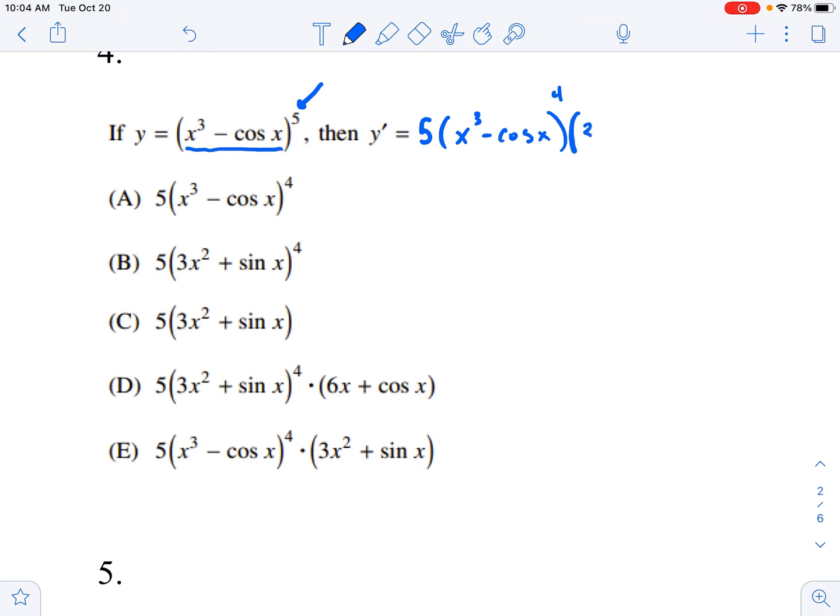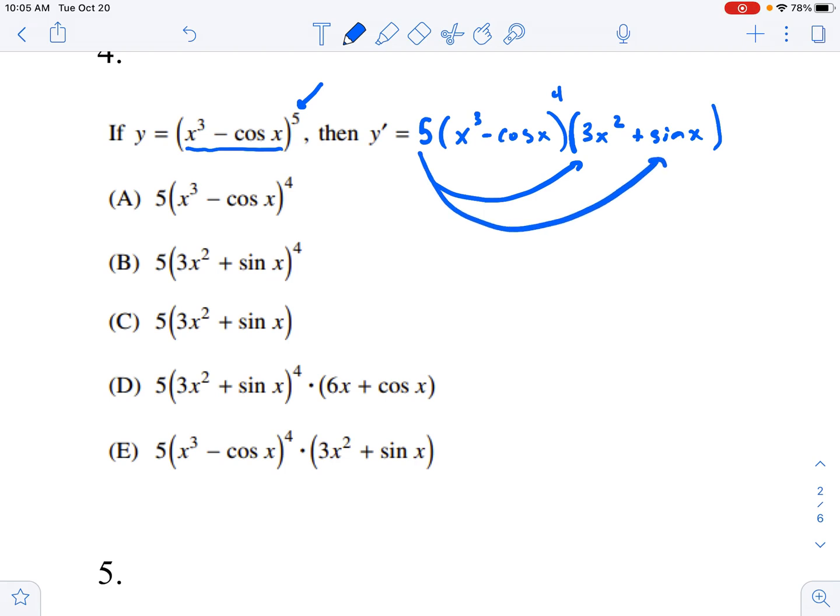Derivative of x cubed, 3x squared. The derivative of negative cosine will be positive sine x. Okay, and now we're basically looking for this. Sometimes on multiple choice they'll distribute. I don't think they did that here.